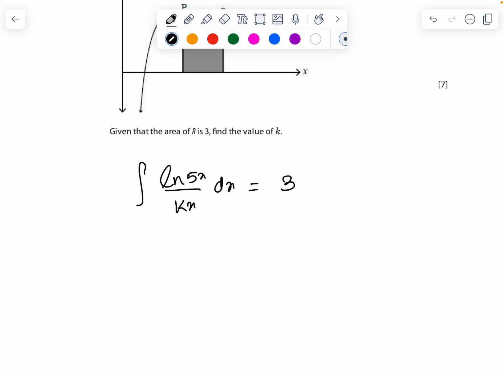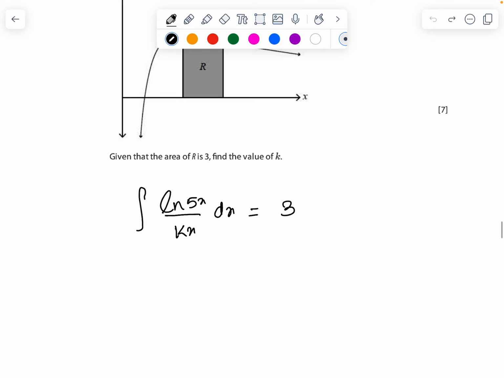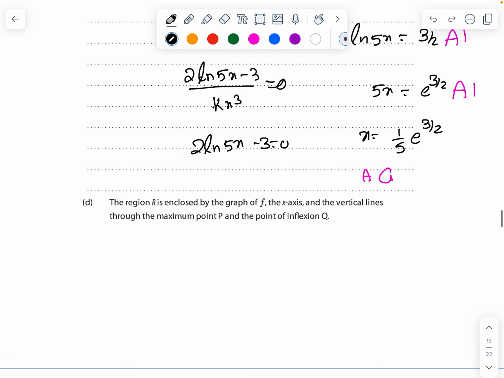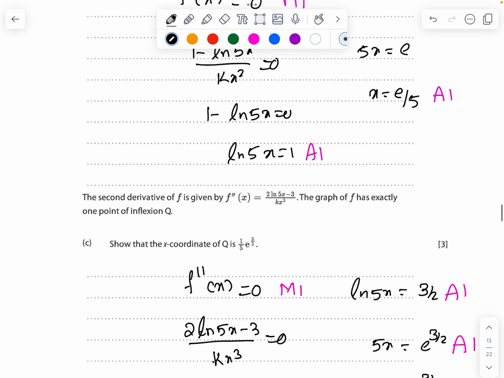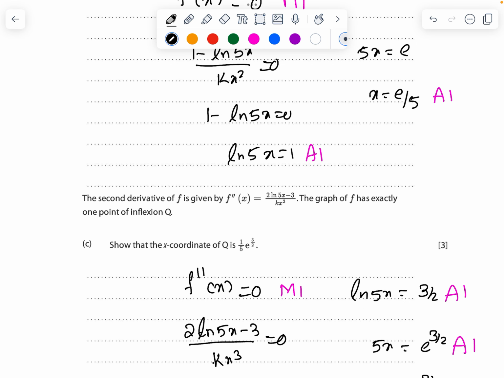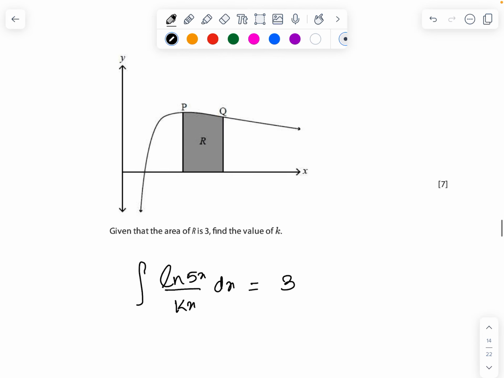And from the limits, what are the limits? Limits are 1 to 3 upon 2. So the limits are P and Q. What are P and Q? Maximum point and the point of inflection. Maximum point is e upon 5, and point of inflection is 1 upon 5 e power 3 by 2.